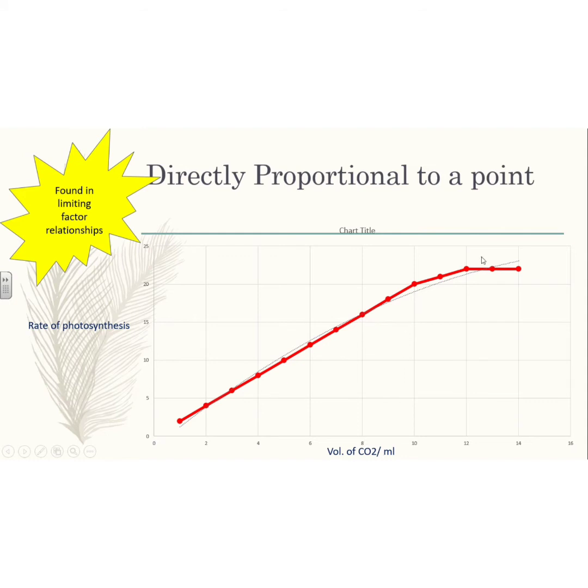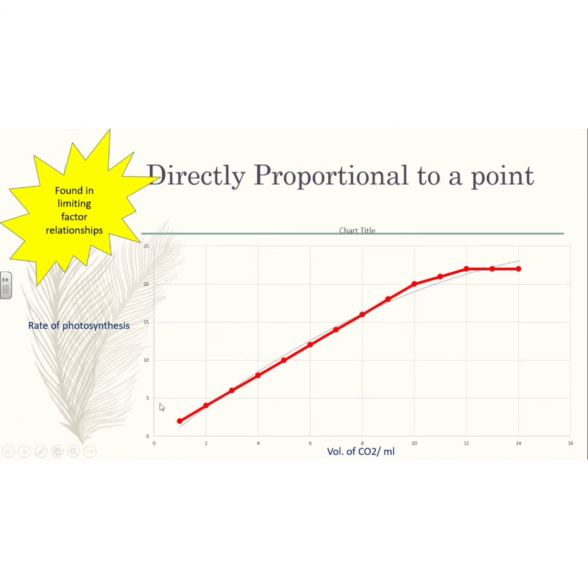Of course, you know that. But then there comes a point where it doesn't matter if you increase the volume of the carbon dioxide. If you increase the concentration of the carbon dioxide, then what will happen is the rate doesn't change at all. You have reached a point where changing the volume of the CO2 does not affect the rate of the reaction, which is why we call these things limiting factors.